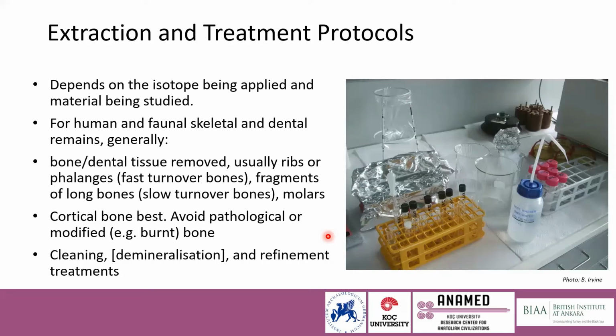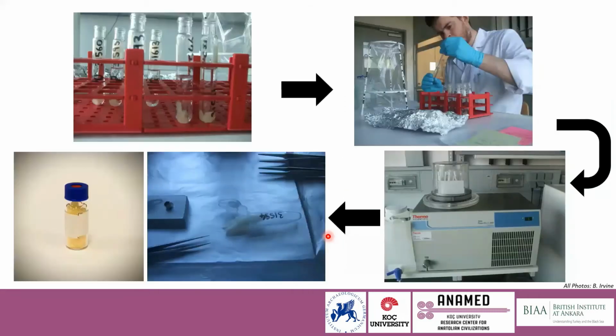In the case of collagen, there'll be a demineralization stage, and then refinement treatments as well, so that you make sure that the values you're getting are actually the isotopic values of the plant, human, or animal, rather than the surrounding archaeological context, the burial environment, for example. So if we take collagen from bones, this can be human or animal, just to give a very rough and brief overview of the process.